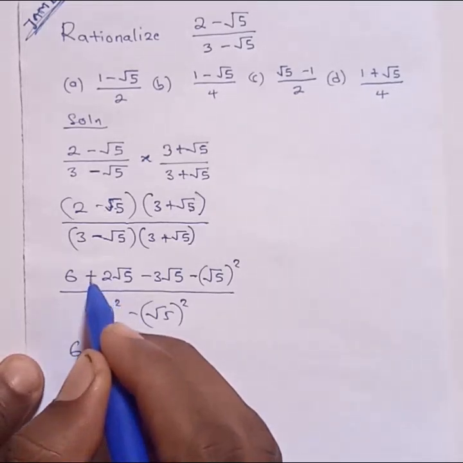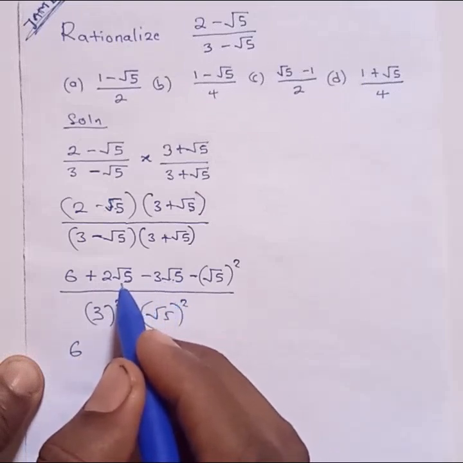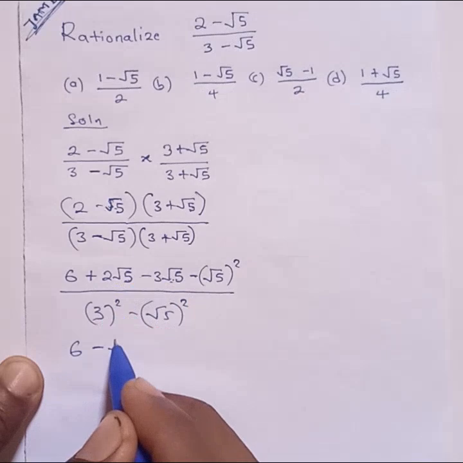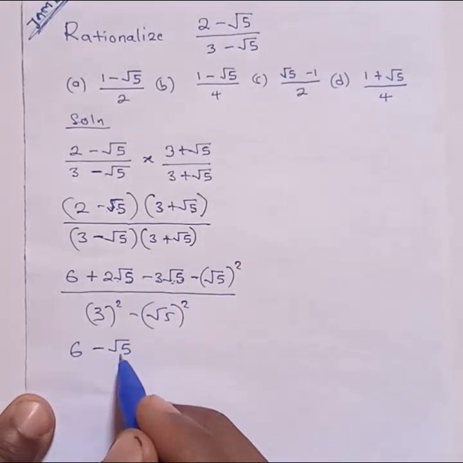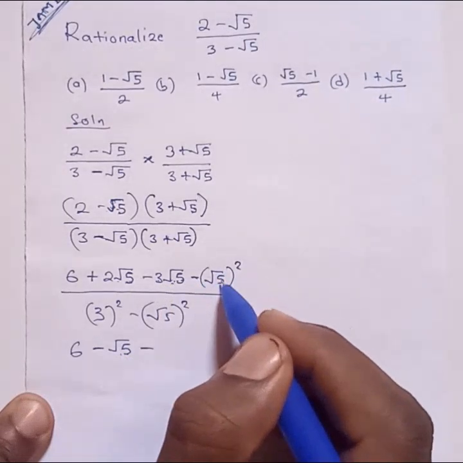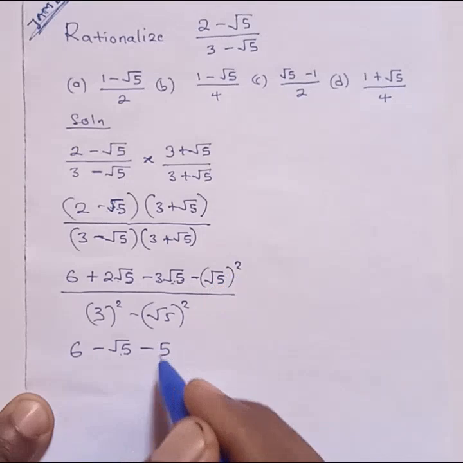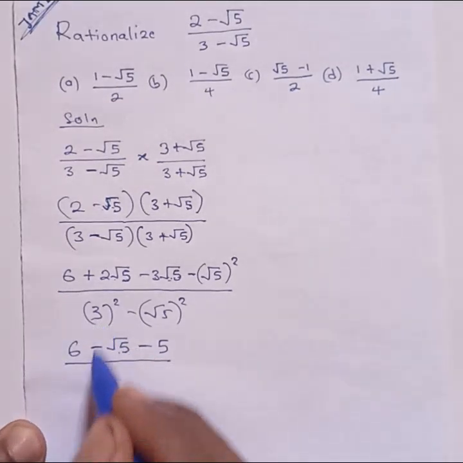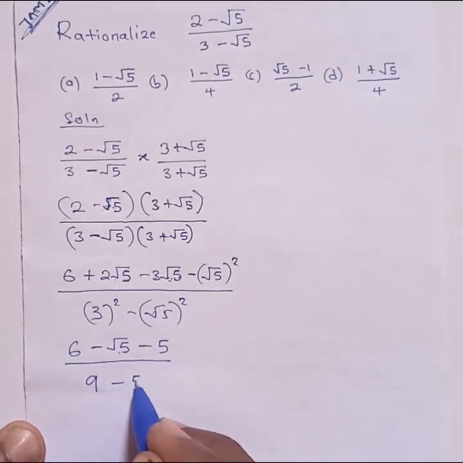So here we're going to have 6. These are like surds, right? Like we explained in our basic rules of surds. So this can be subtracted. So here we will have minus square root of 5, because 2 square root of 5 minus 3 square root of 5 will be left with minus square root of 5, right? Minus square root of 5 square will cancel square root, so we'll have 5, all over 3 square, 9, minus square will cancel square root, so we'll have 5.